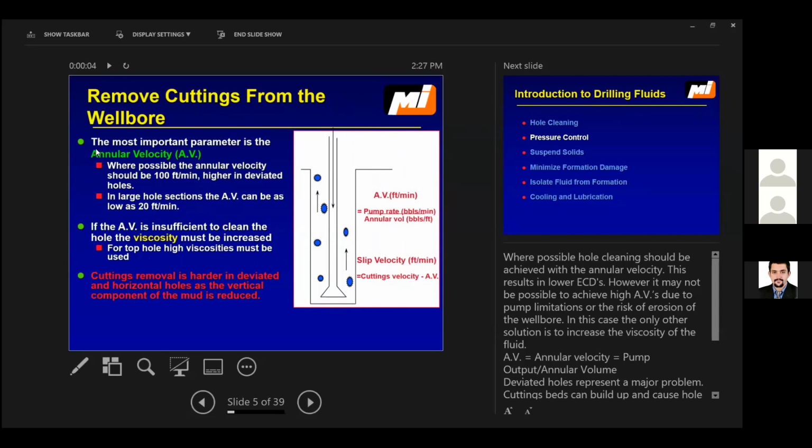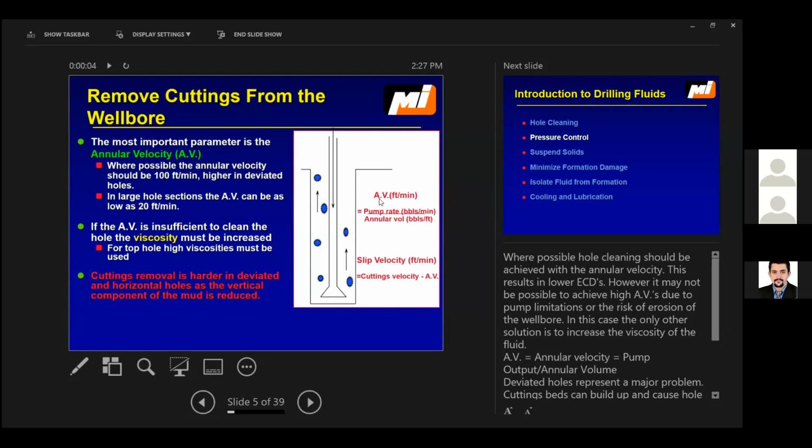The first force is the annular velocity. What is the annular velocity, brothers? The annular velocity is the velocity of the fluid itself. And the velocity of the fluid itself can be enhanced by increasing the flow rate. And also we can use smaller or narrower sizes of the hole we are drilling with. That enhances our annular velocity.